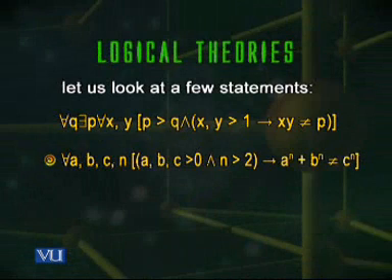Let's look at the second statement. The second statement says that for all a, b, c and n, a, b, c greater than 0 and n greater than 2 implies that a to the n plus b to the n is not equal to c to the n.